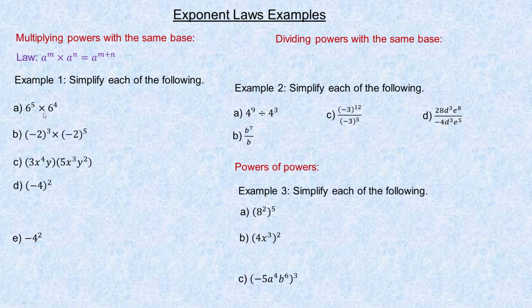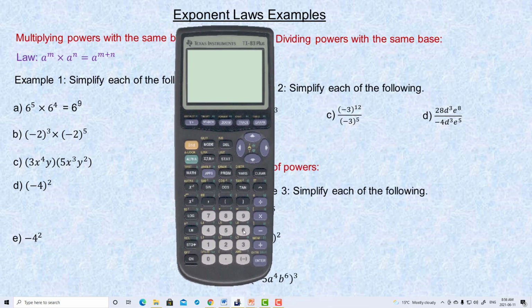So for example, in the first one here, both powers have the same base of 6, so the answer is going to have a 6 as a base, and we add the two exponents, 5 plus 4 is 9, so that will simplify to 6 to the 9th. Now if you want to evaluate that, you could just do 6 raised to the exponent 9, and that's what it would equal.